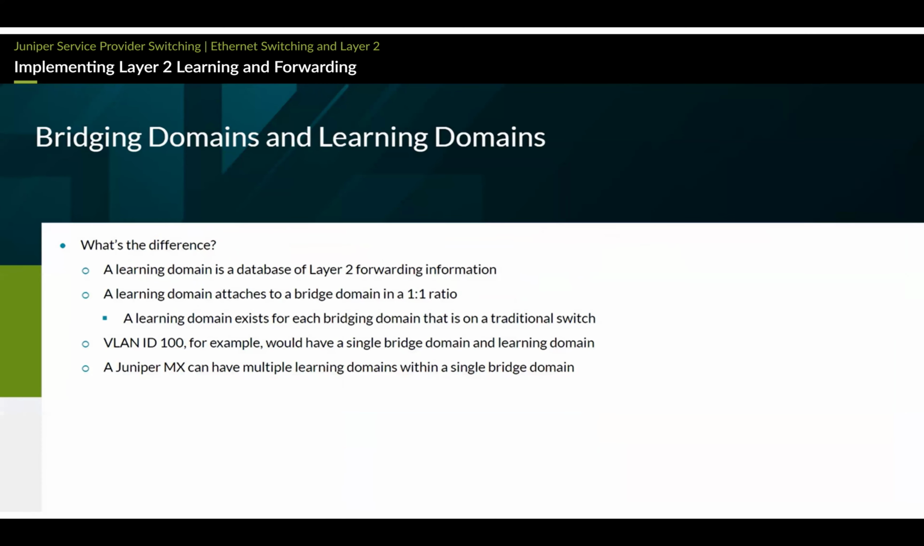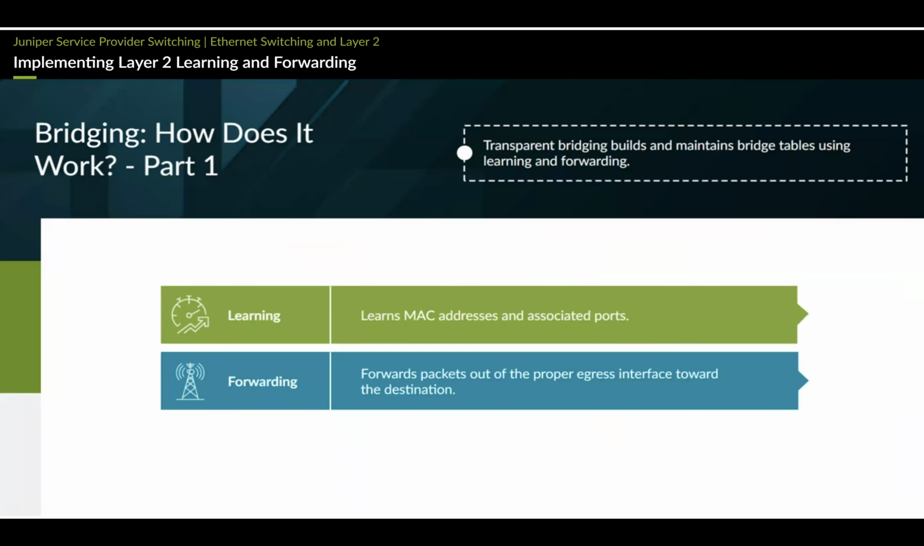Bridging domains and learning domains, and these are the two things. One is to learn MAC addresses and associated ports, and store this information in the bridge table or MAC table. Forwarding means forwarding the packet out of the proper egress interface toward the destination.